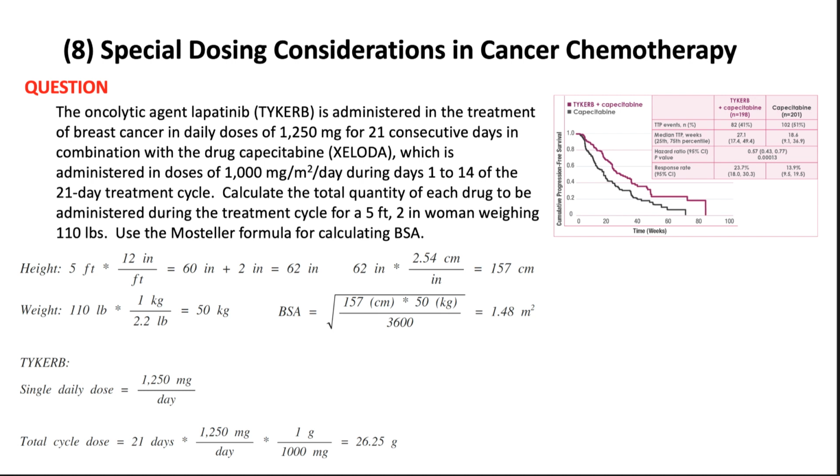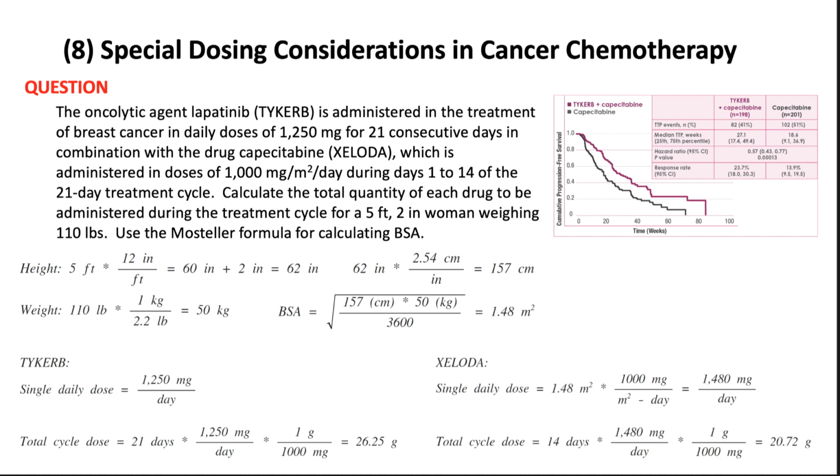But what we'll want to do is convert that to grams, since that's a more manageable number. So let's take our weight in milligrams times the fact that in every 1 gram, there's 1,000 milligrams. Units of milligrams cancel. By essentially dividing by 1,000, we see that the total cycle dose of the Tykerb is 26.25 grams.